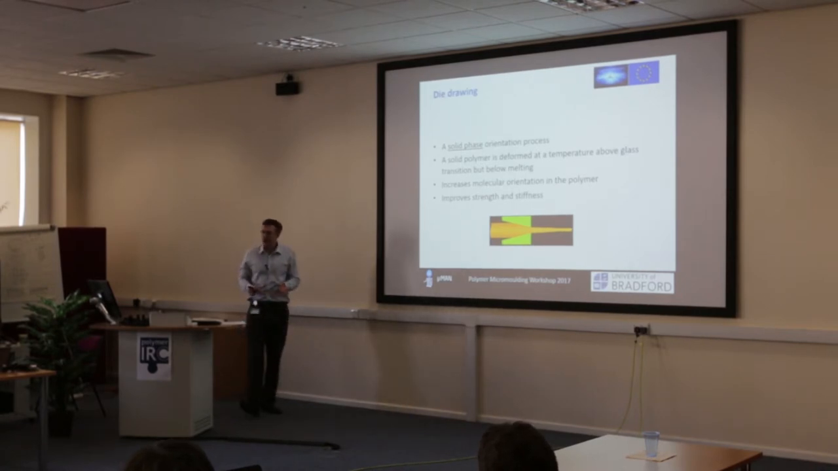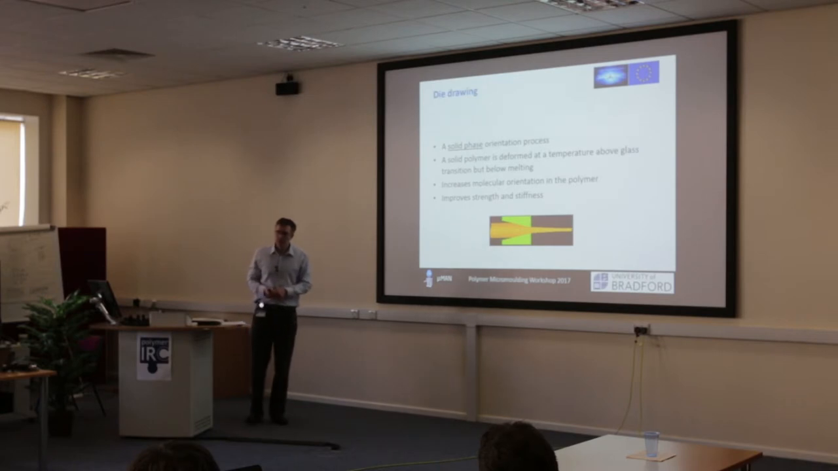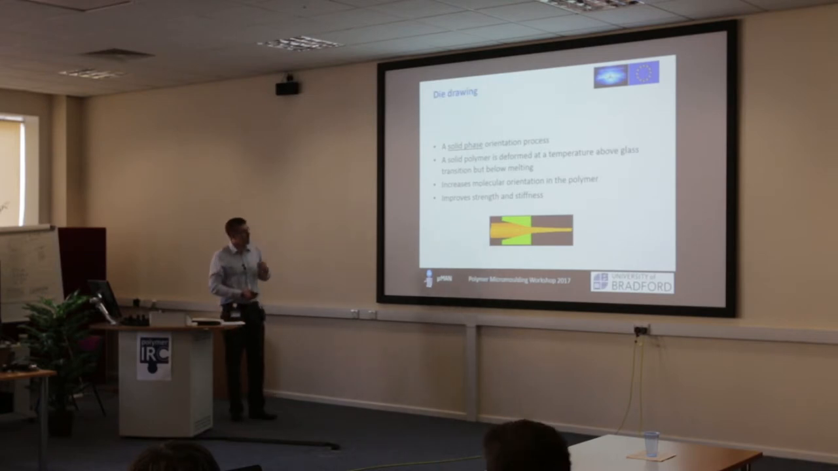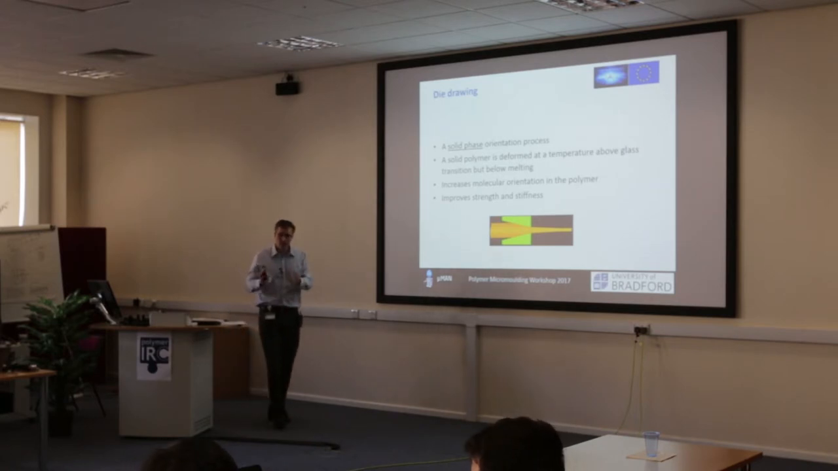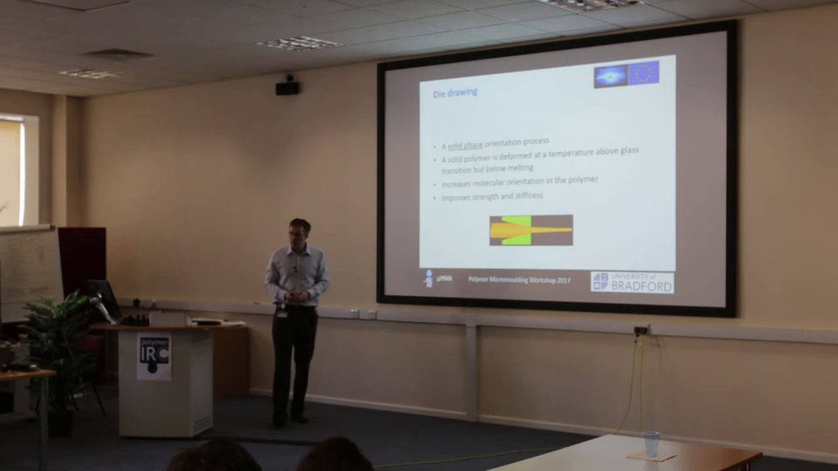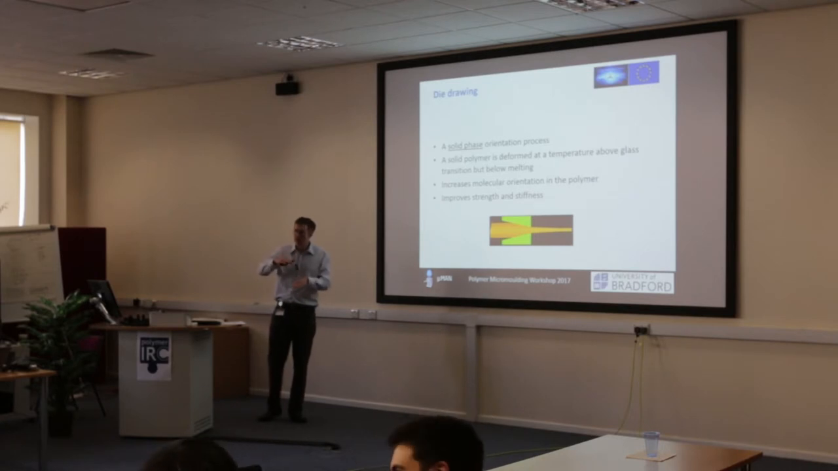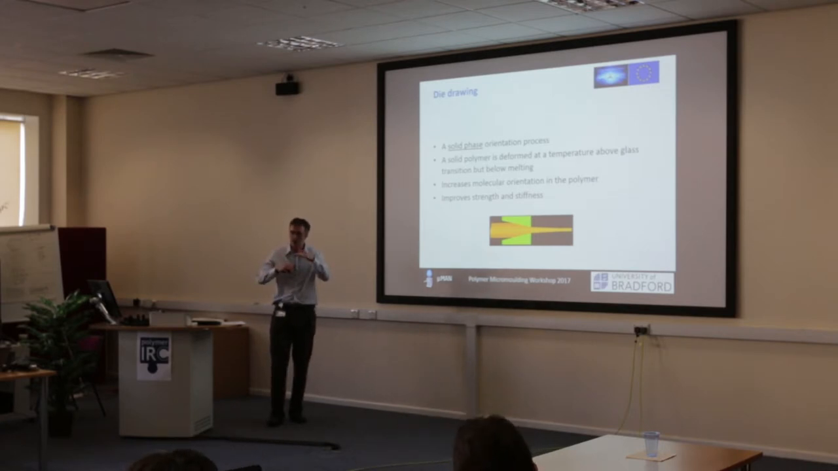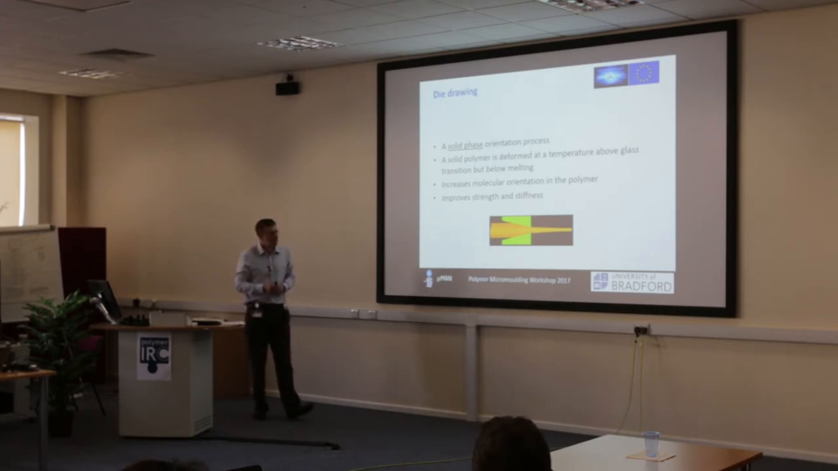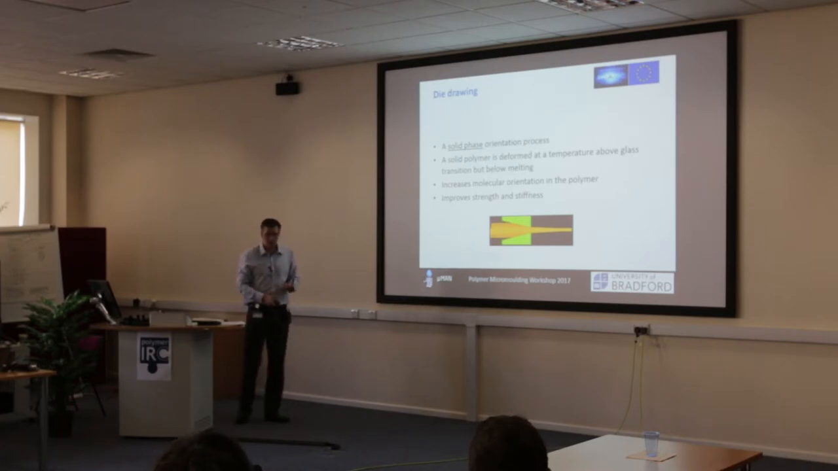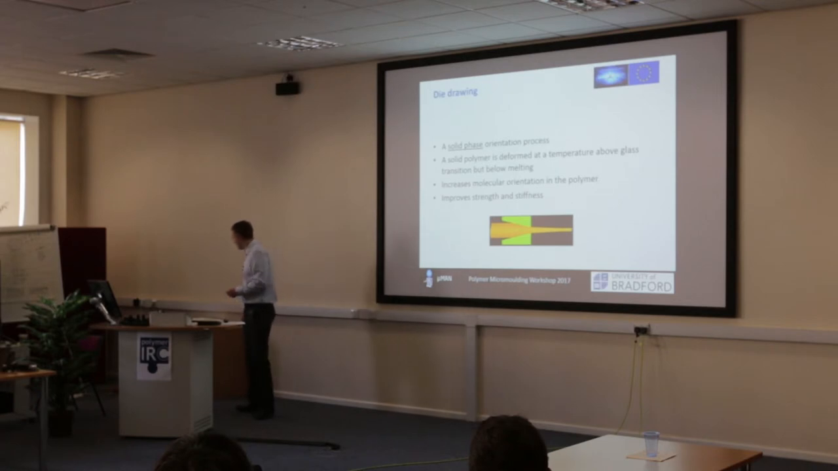Okay, so the last thing I'm going to talk about now is die drawing. So it's a completely separate process to extrusion. And this is essentially a solid phase orientation process. So we don't involve the melts now, we're not melting the polymer. We heat the polymer up in this case above its glass transition temperature, but below its melting temperature. So it's that window above glass transition, but below melting, because we don't want the polymer to melt, but we want it to soften slightly. And then it's basically pulled through a die. And what this does is increases the molecular orientation. In this drawn section there, it increases molecular orientation, which improves the strength and stiffness of the material.